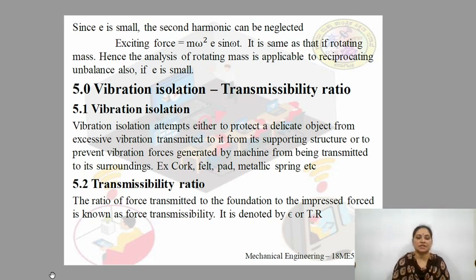Now we shall discuss the next topic, that is vibration isolation and transmissibility ratio.